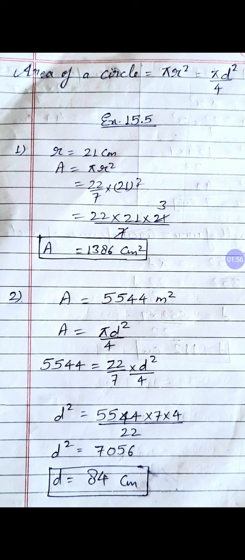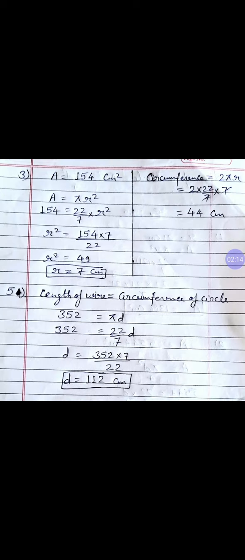Now let's move to the third question. In this question, find the circumference of circles having the following area. We have to find out the circumference. The area is given, 154 centimeter square, so we have to find out the radius first. A equal to pi r square. We put the value and find r square, that is 49, and r will be 7 centimeter.